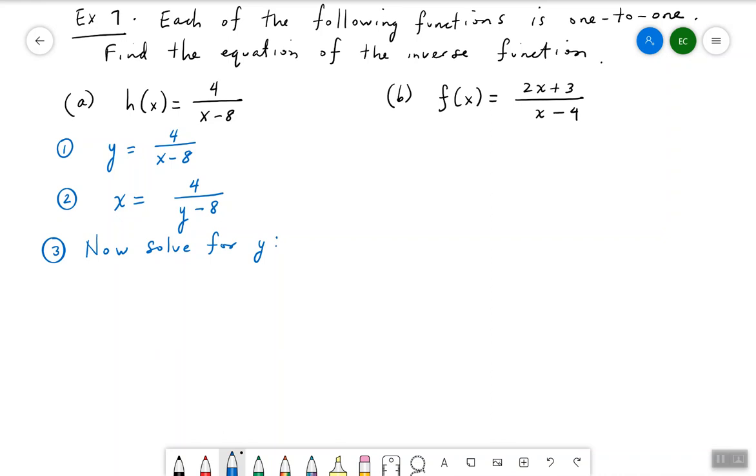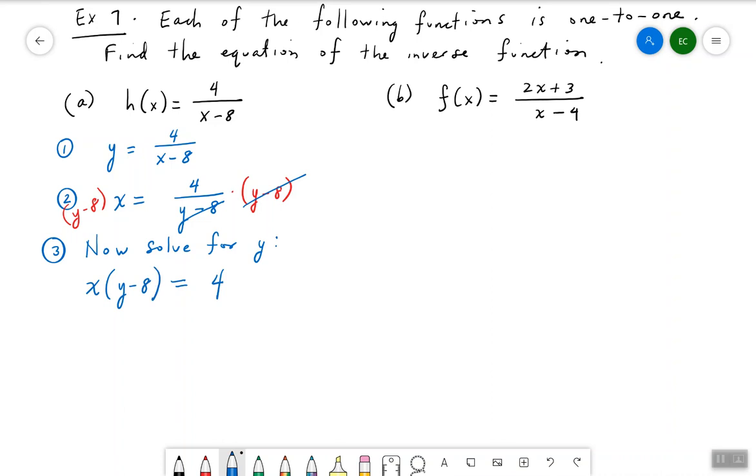And probably the quickest way to get started on that is to multiply both sides by the least common denominator. Or another way to say that would be to say cross multiply. So on the right side, the y minus 8's cancel, and we're just left with 4. And on the left side, we have x times y minus 8.